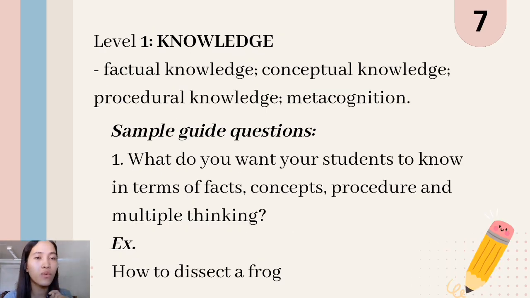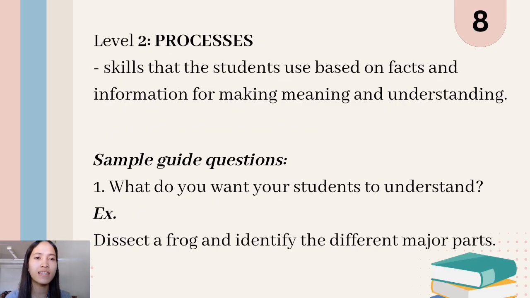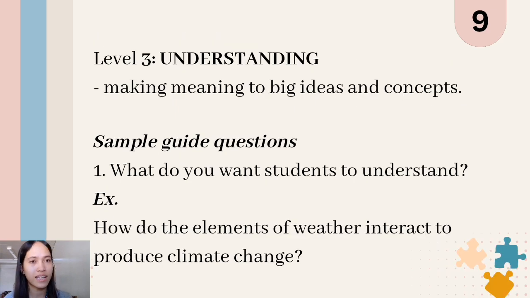We have level 1, which is knowledge. This involves recalling facts, concepts, procedures, and metacognition. For example, students identify parts of the body or describe a typhoon. Next, we have level 2, which is process. It focuses on skills to apply knowledge, such as dissecting a frog and identifying its parts. Next, we have level 3, understanding, which means making meaning of big ideas, like explaining how weather elements interact to cause climate change.